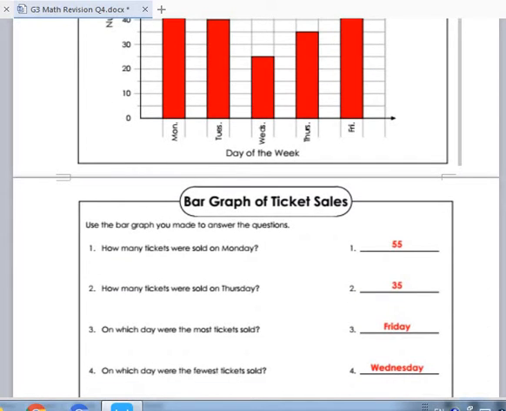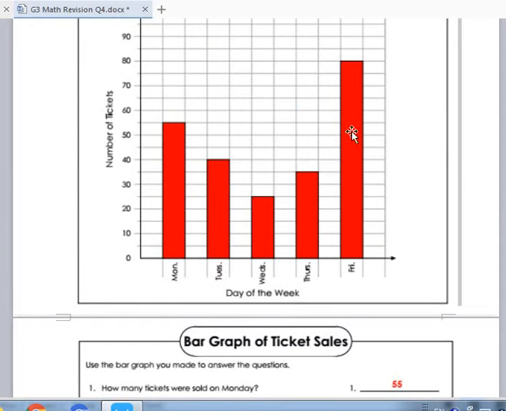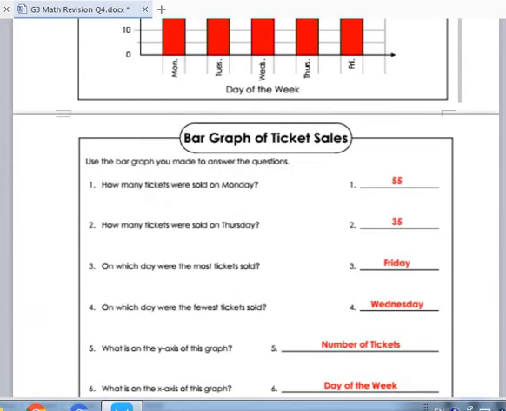On which day were the most tickets sold here? What do you notice here? Where is the longest bar? Here on Friday, they sold 80 tickets. So on what day? On Friday they sold the most tickets.